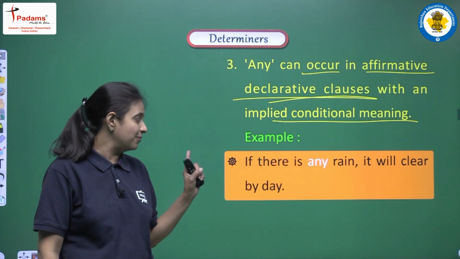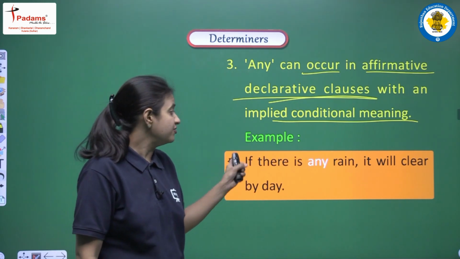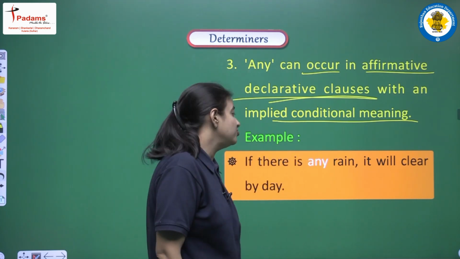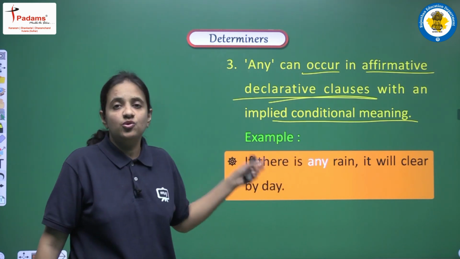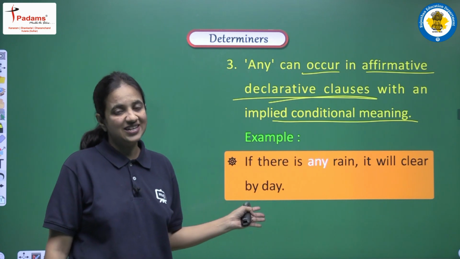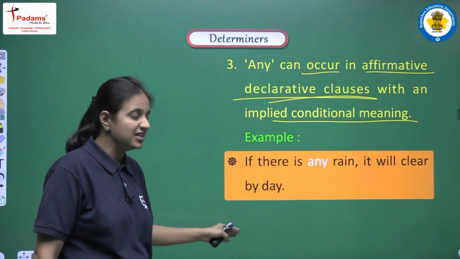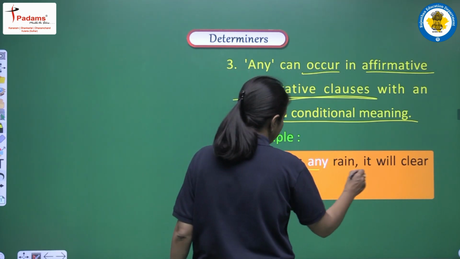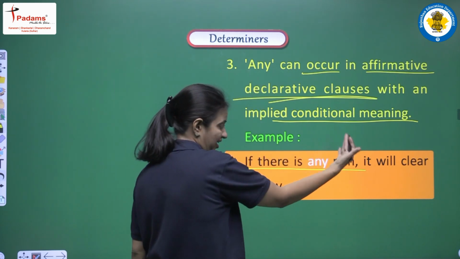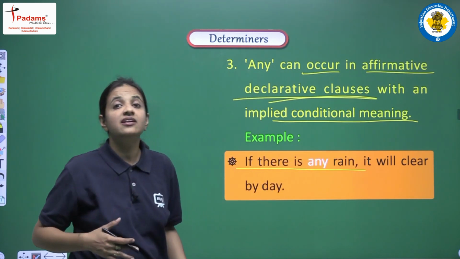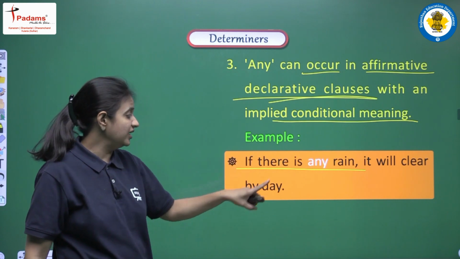How? Let's see the example we have here. If there is any rain, it will clear by day. We all know that this is a conditional sentence because we have two clauses here. The first one is the condition clause, that is, if there is any rain, and the second is the result clause, that is, it will clear by day.